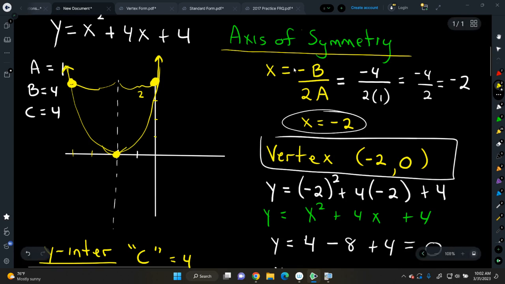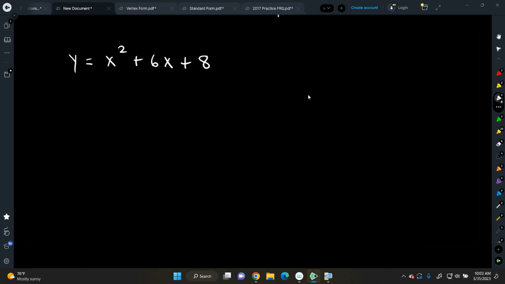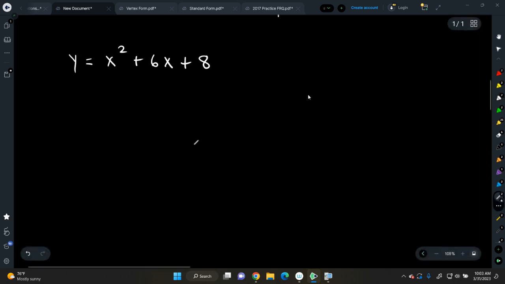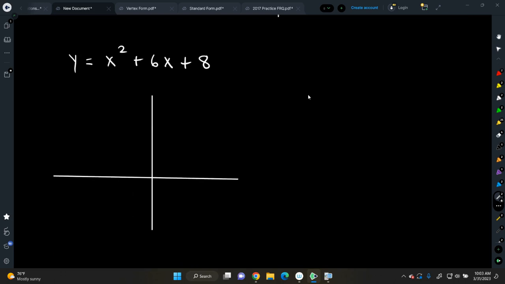Let's do another one. Let's do y equals x squared plus 6x plus 8. What is our quiz? Next week. We can do it. You can do it.